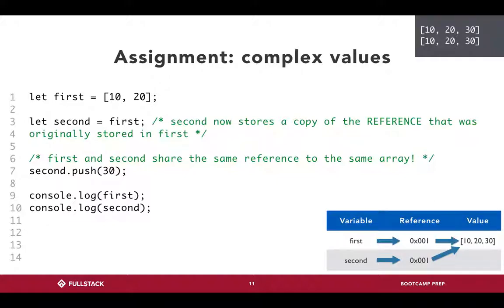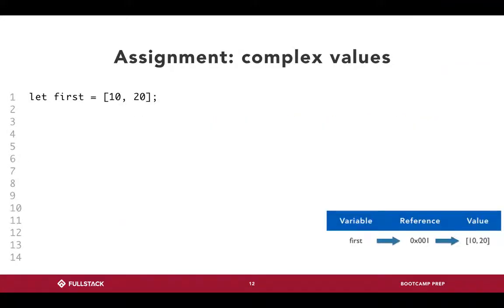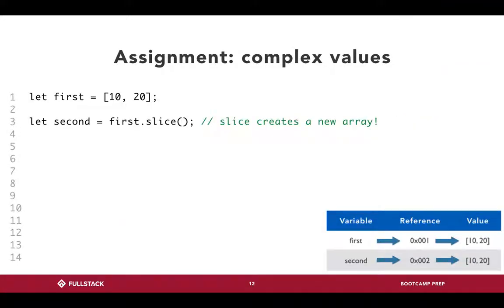If I triple equal these, what do I get? And if I double equal, what do I get? Exactly. All right. Ooh, our friend. What happens here? We create a new array. Different references because we create a new array. Different reference, but the elements inside are the same, which is important to know.